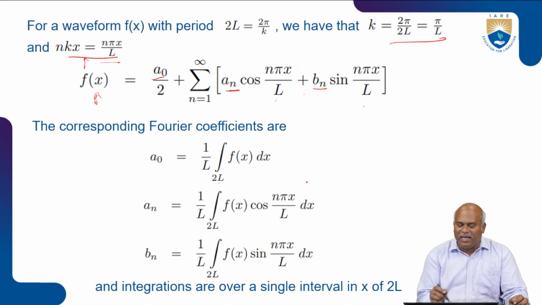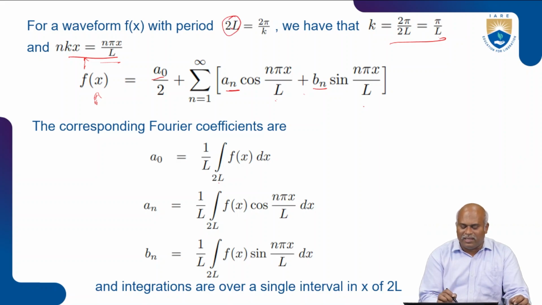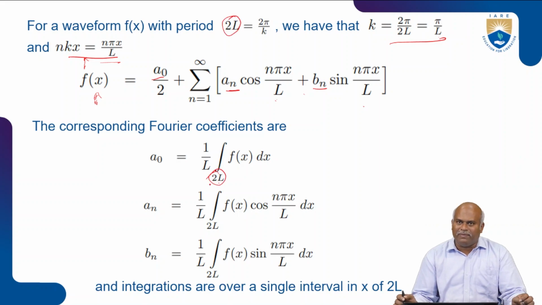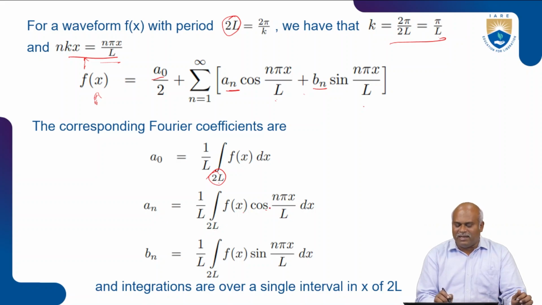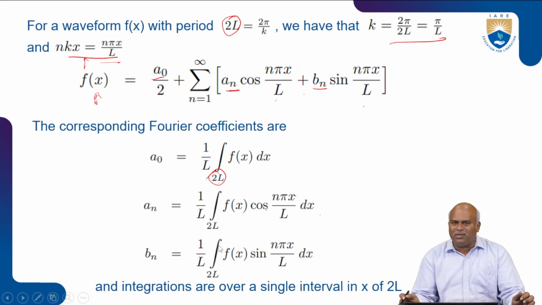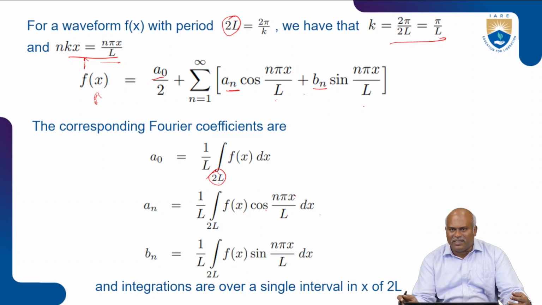There we are using the L. We are using it for 2 times L. That's why I will use 2 times L. So f of x dx. an is equal to 1 by L integration of 2L f of x cos n pi x divided by L dx. bn also will be represented as 1 by L integration of 2 times L f of x sin n pi x divided by L dx.